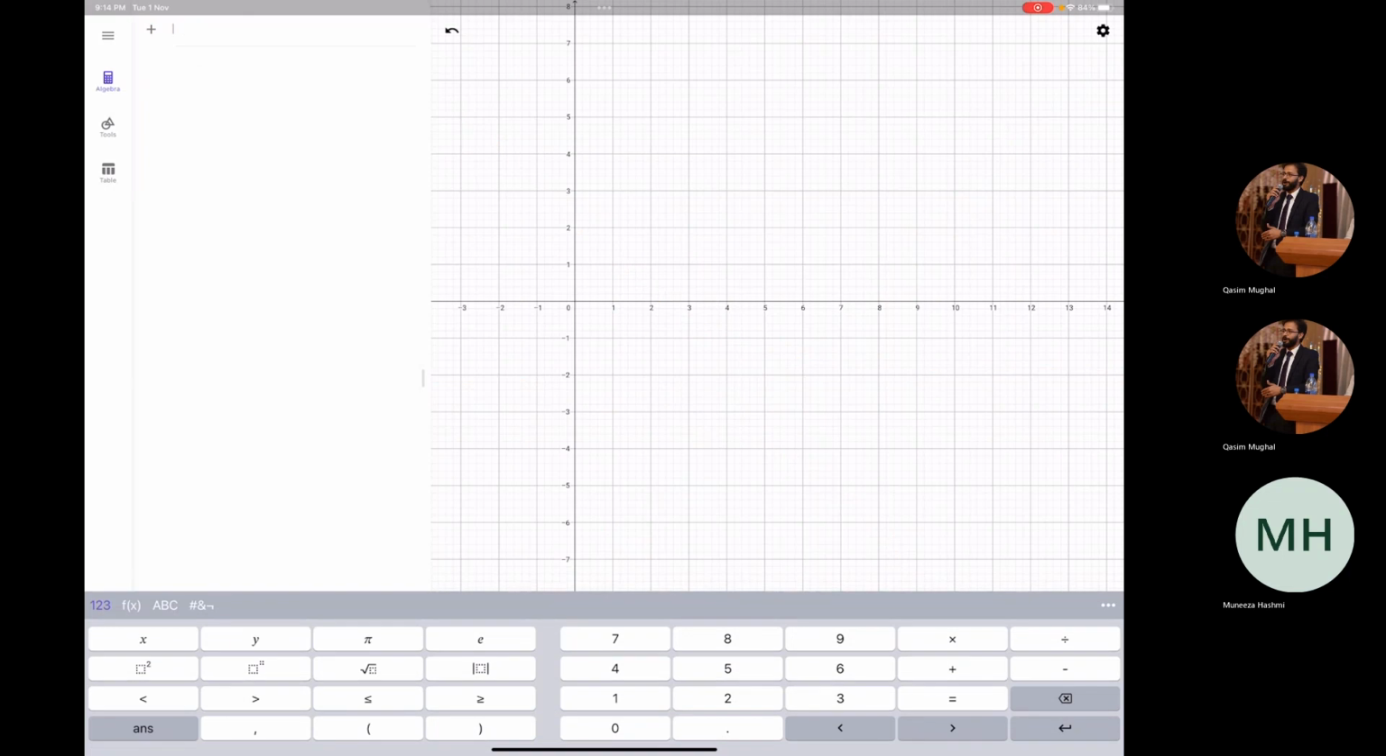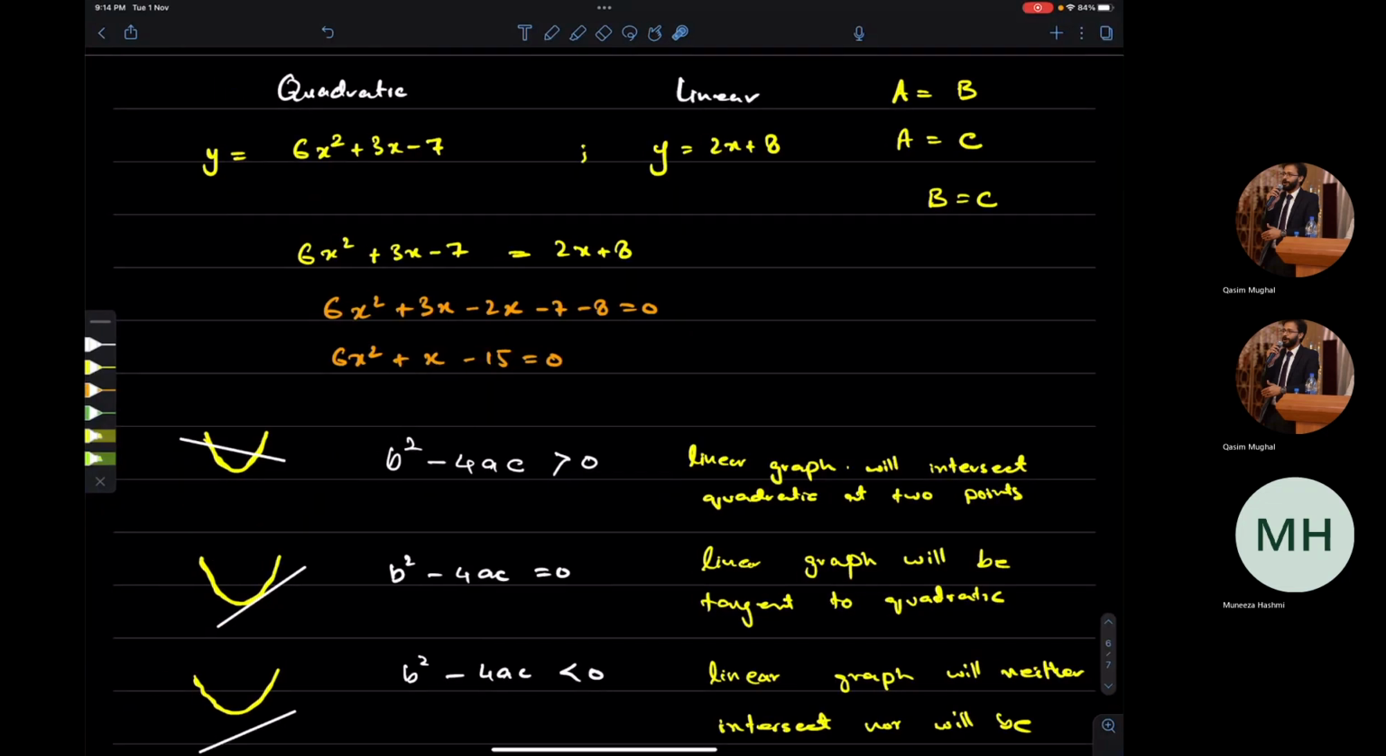So y equals 6x squared plus 3x minus 7. Okay, I forgot to put y equals. There you go. So that's a quadratic graph for this one: 6x squared plus 3x minus 7.